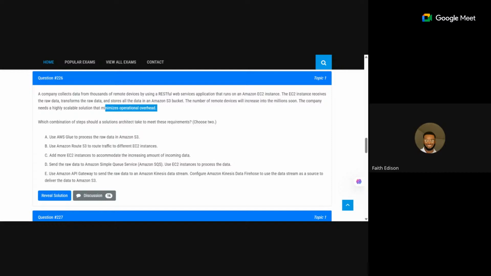Okay. This other one says, use Amazon API Gateway to send the raw data to Kinesis data stream. Okay. So Kinesis data stream is a good option for this type of situation. Configure Kinesis data firehose to use the data stream as a source to deliver the data to S3. Okay. I think this option makes sense. This option E makes sense.